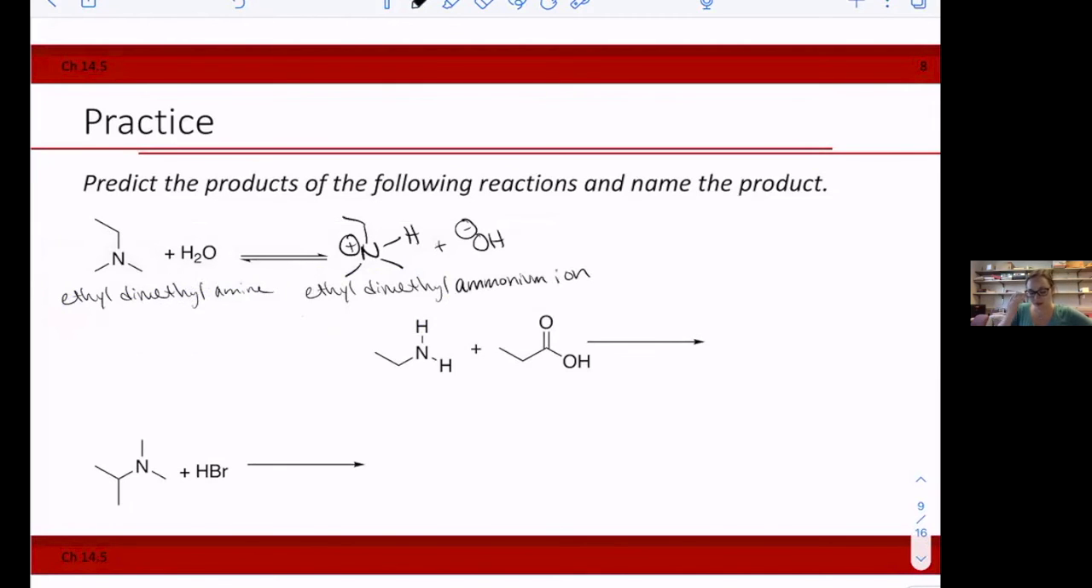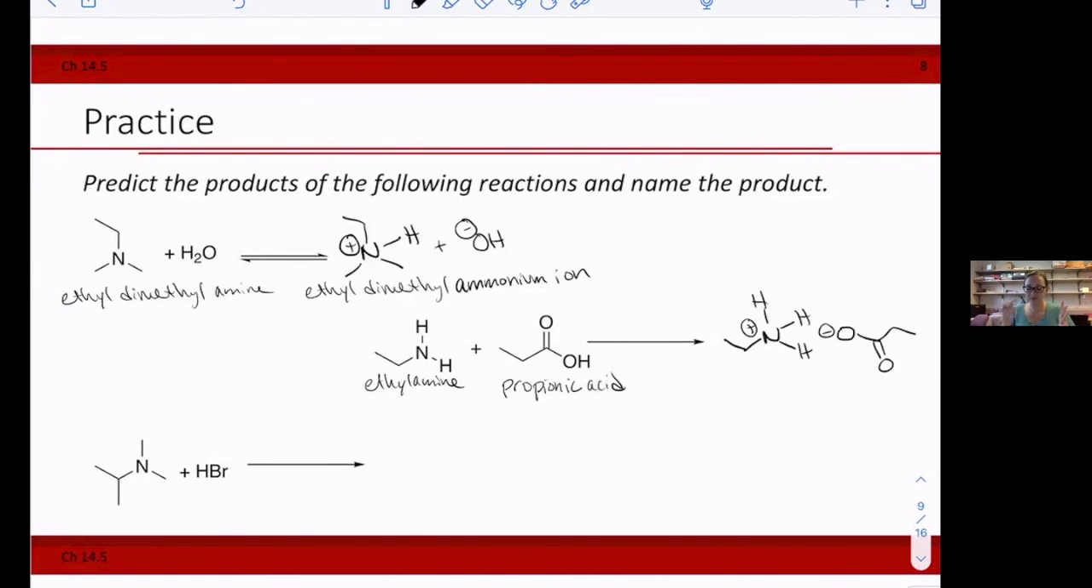Okay, so let's do another one. We have ethylamine here, interacting with this carboxylic acid. So again, we're going to steal a hydrogen atom, have a positive charge, and then we need our counter ion. So I'm going to draw it a little bit different to show those positive and negative charges as close as possible together. Okay, so we have ethylamine and then propionic acid.